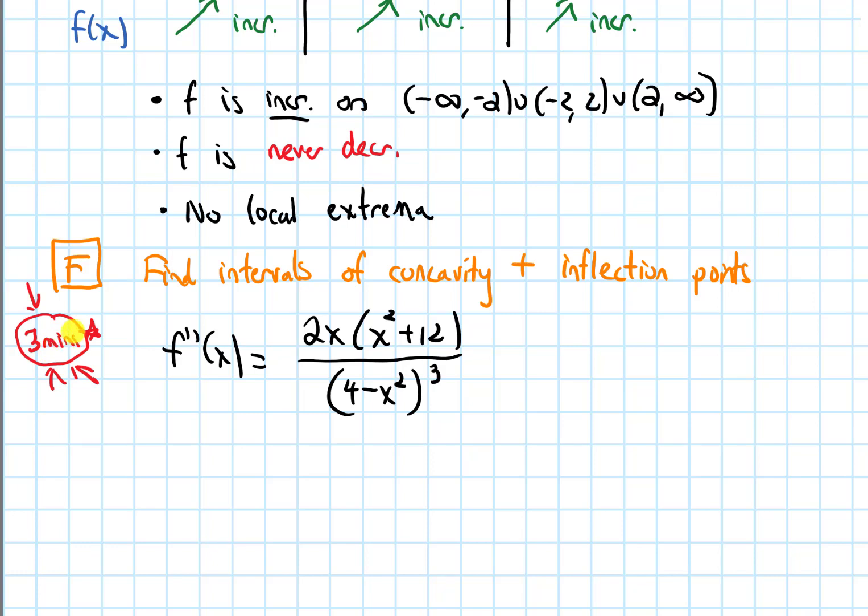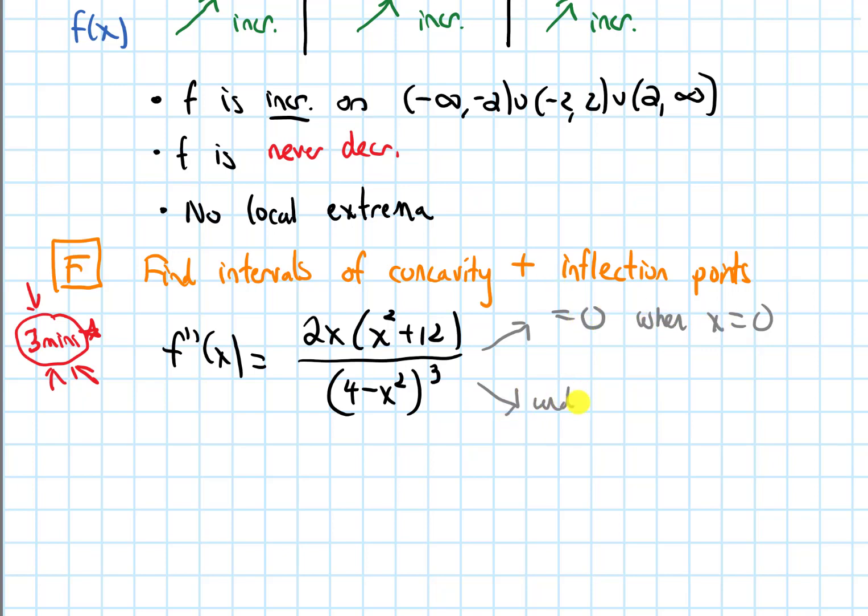Alrighty, so hopefully you paused it and tried it for 3 minutes. Let's talk about it now. So I first need to figure out when this is equal to 0 and when it is undefined. For this fraction to be 0, I need the numerator to be 0. And that will happen from this first factor when x equals 0. But the x squared plus 12 factor is never going to be 0, because that would mean x squared has to be negative 12, and x squared is never going to be negative. It's always going to be non-negative. All right, so this is only equal to 0 when x is 0.